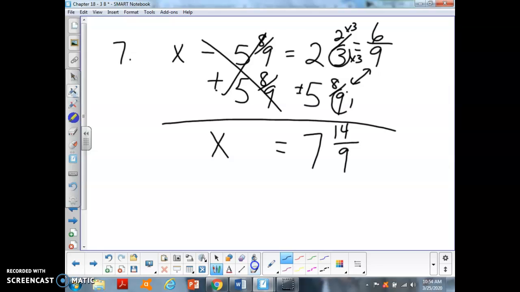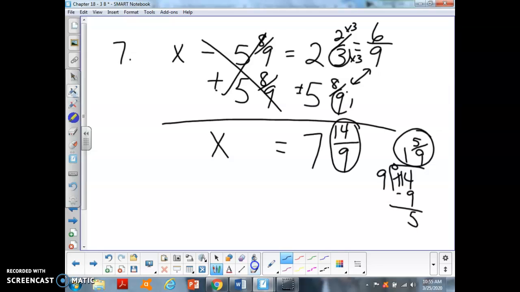7 and 14/9, that's an improper fraction. So we put 14 into the box. 9 on the outside goes in there one time. We subtract. 14 minus 9 is 5. That becomes our new numerator. 9 is on the bottom. That is what this is equal to.